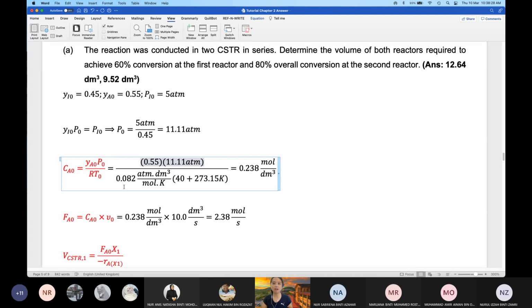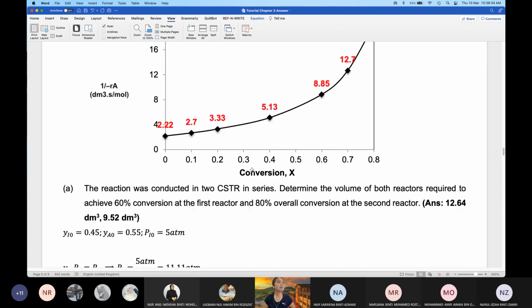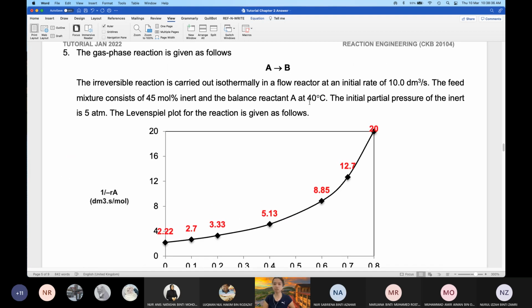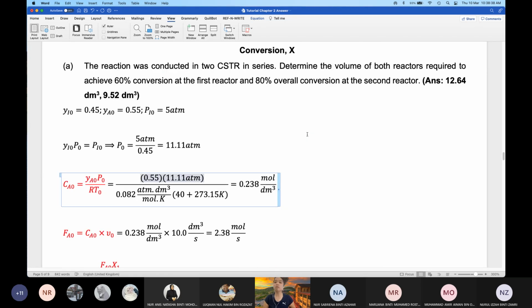So 0.082 atm dm cube per mole Kelvin. Temperature, my T0 was 40 Celsius. I convert into Kelvin. I will get my initial concentration 0.238 mole per dm cube. So you convert the unit, you get the concentration.